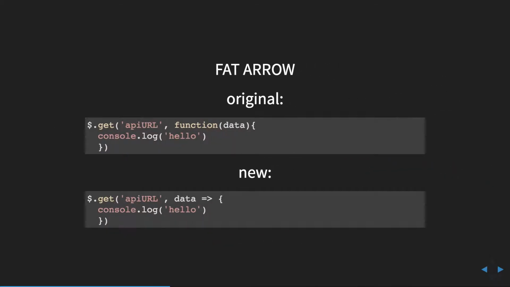Cool. Okay, jumping into the fat arrow. This was one of our objectives. So I wrote out just a GET to, I just put API URL. You can imagine a real URL there if you'd like. And the top one is what you've probably been writing. And then the bottom one is how it looks with the fat arrow.